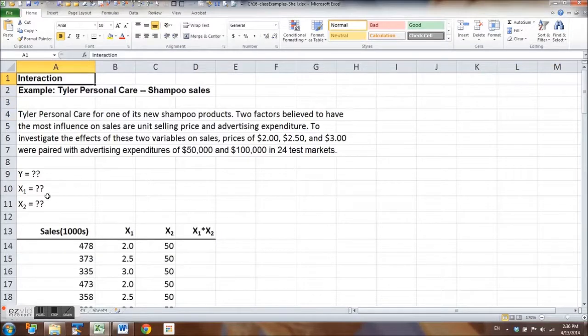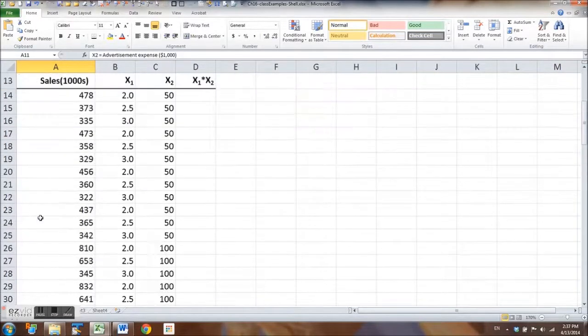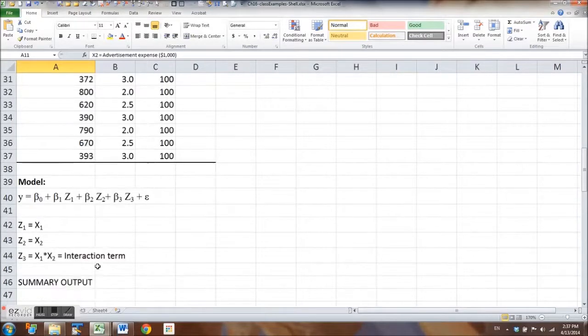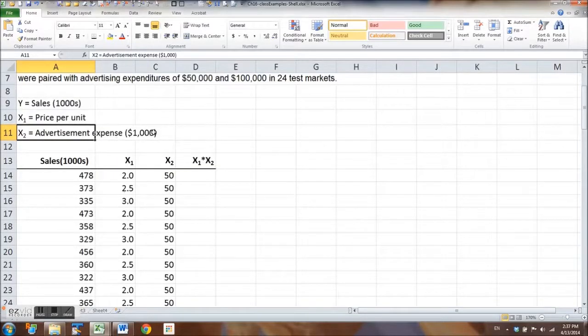So here is the problem. The dependent variable is sales. The first independent variable is price per unit, and the second independent variable is advertising expenditure in $1,000. Sales in 1,000 units, price per unit, advertising expense $1,000. So our model here is Z sub 1 is x sub 1, Z sub 2 is x sub 2. Now Z sub 3 is the product of x sub 1 and x sub 2, the interaction term. So we are skipping the second order. We are going from the first order directly to the interaction. So we have the y values, we have the x sub 1 and x sub 2 from the sample.